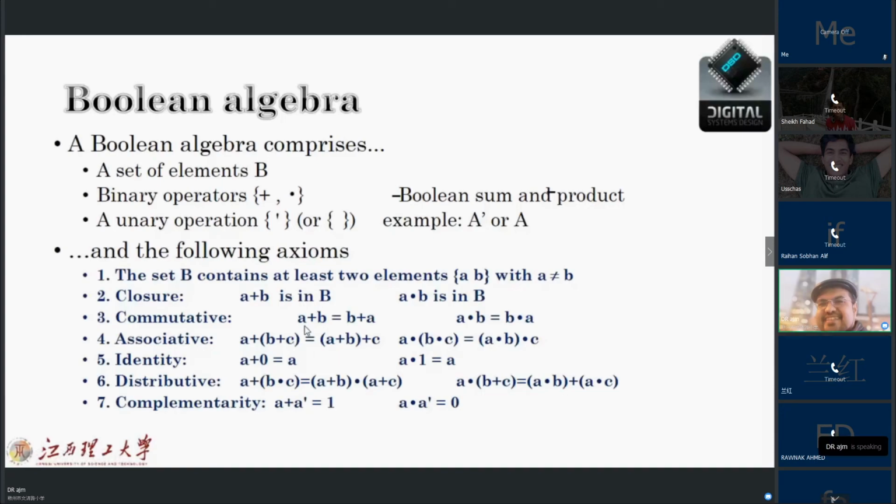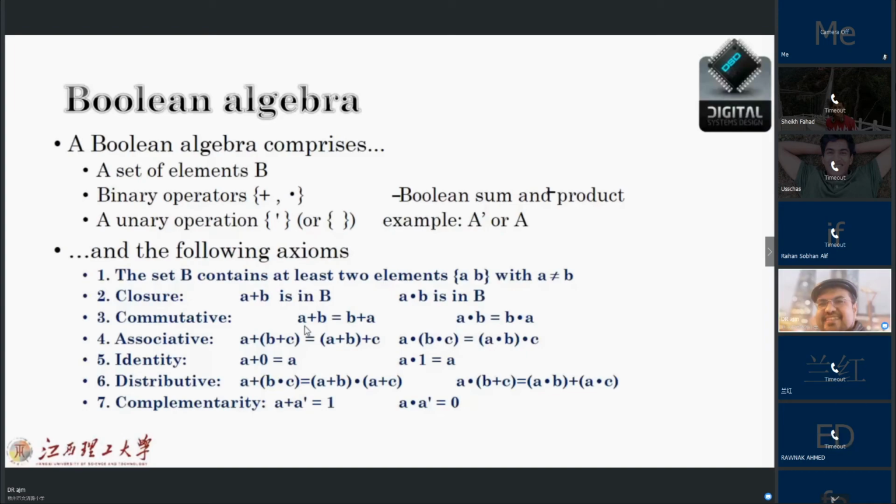We have rule number five, which we can write as (A plus B) plus C is equal to A plus (B plus C), and also for the multiplication or dot, we can have (A dot B) dot C is equal to A dot (B dot C). There is one more rule that they call identity: A plus zero is equal to A, and A dot one is A.